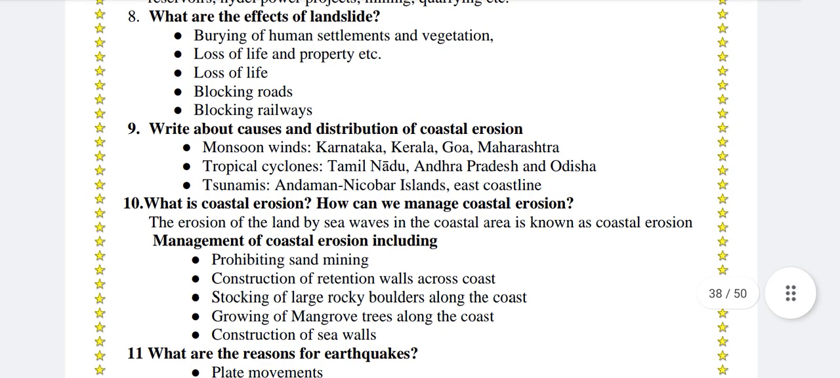What are the effects of landslides? Burying of human settlements and vegetation, loss of life and property, etc., blocking roads, blocking railways.